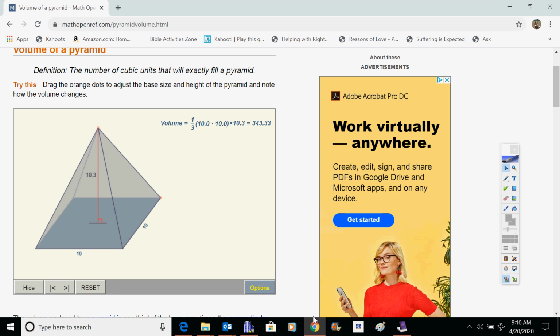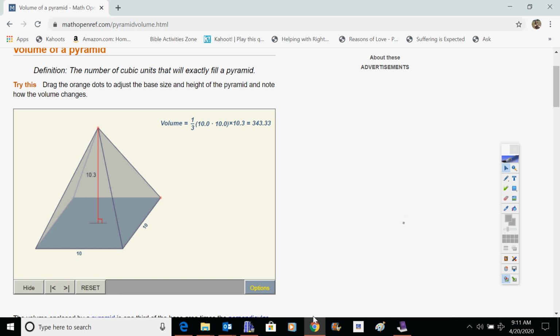Now this is a kind of a neat little demonstration, and I will do a link for that. I wish I could get rid of this advert, but let's see if we can make it go away. There we go. It's gone. So on this, we can manipulate 1/3 of the area of the base times the height. This particular one just allows me very quickly to show you various different things. Hold on, there we go.